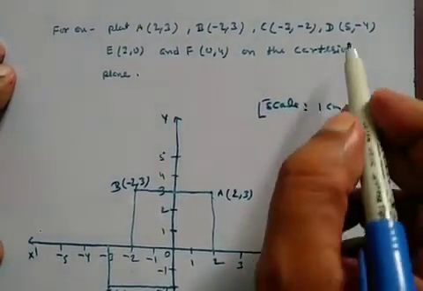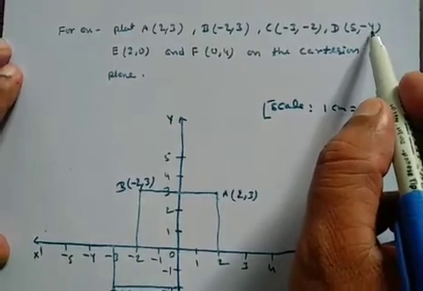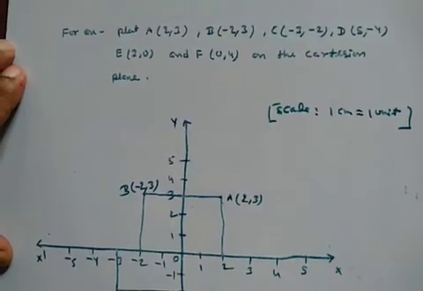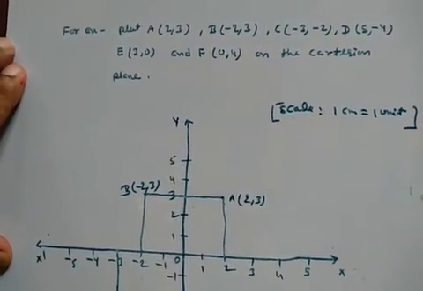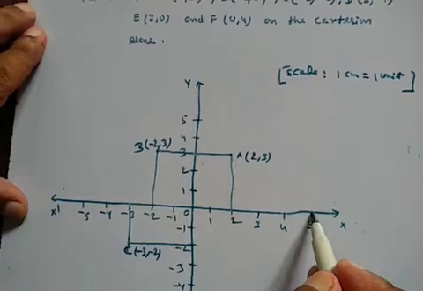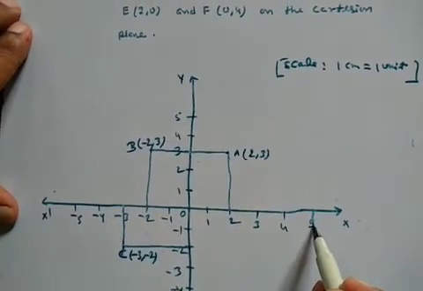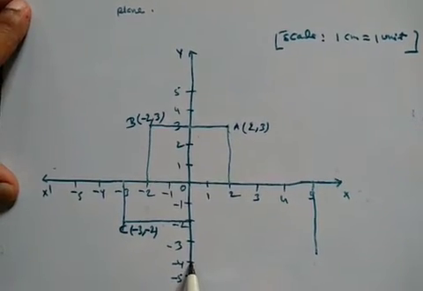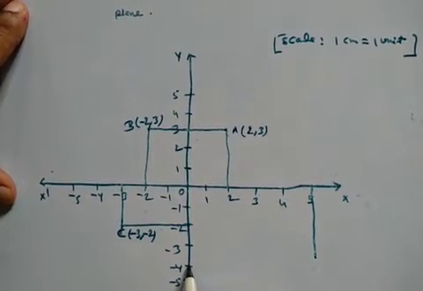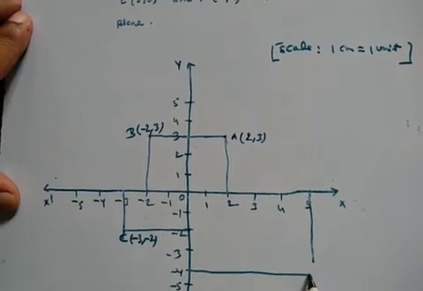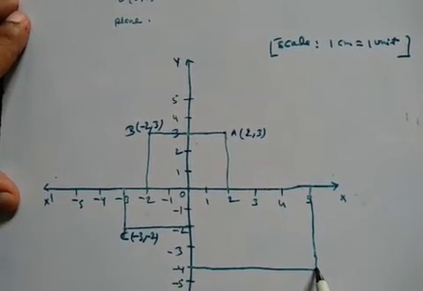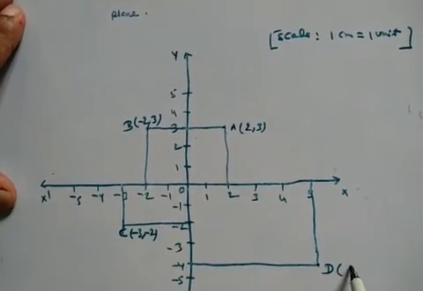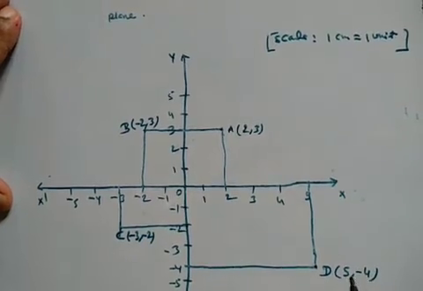Next is D. Abscissa is positive and ordinate is negative. So this point lies in the fourth quadrant, and for representing this we draw a perpendicular line at 5 on the x-axis, and another perpendicular line on the y-axis at -4. Both perpendicular lines intersect here. This point will be D, (5, -4).